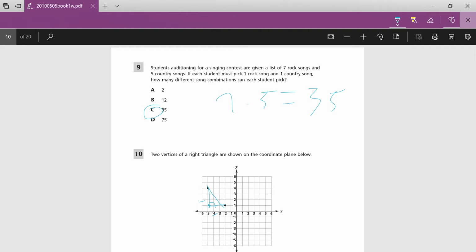Now, in any other problem, if it was 2 rock songs and 1 country song, 3 rock songs and 1 country song, or 3 and 5, whatever the number is, if it's not 1 and 1, you cannot just multiply to find the answer. You would actually have to use a proper formula.